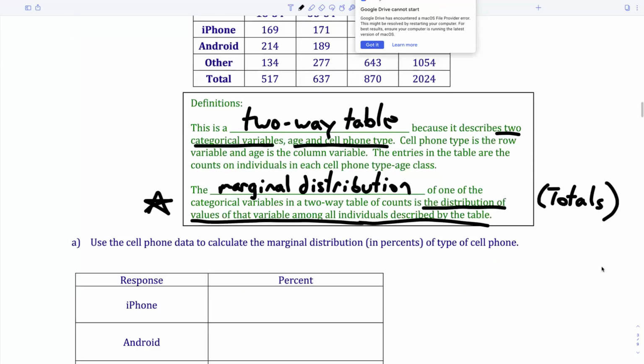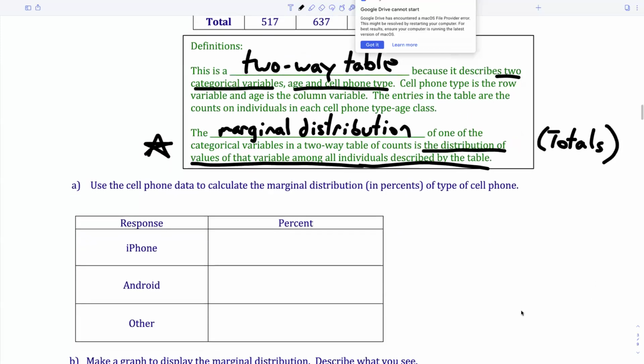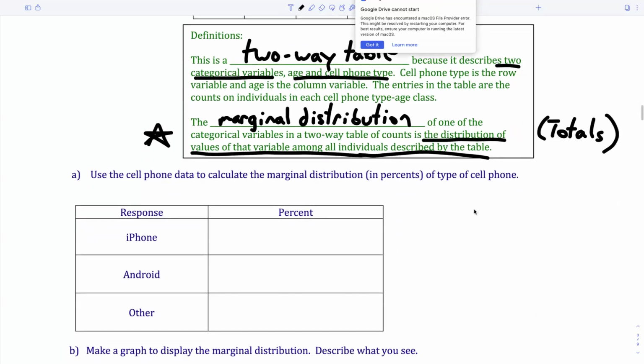All right. So it says use the cell phone data to calculate the marginal distribution in percents of type of cell phone. All right. So look at the table. How many total iPhones are there? 467. Out of how many total cell phones? 2024. Okay, so use your calculator, find that percentage.